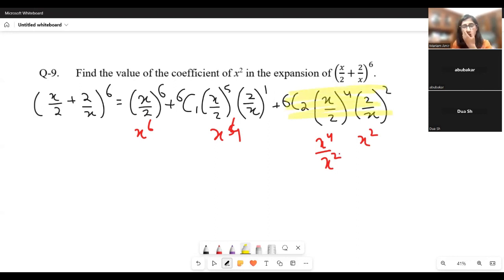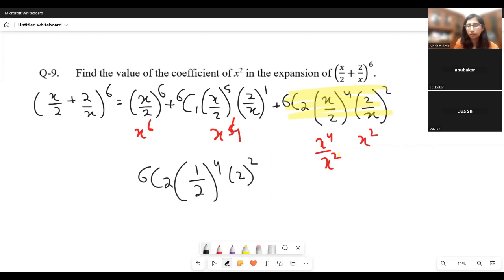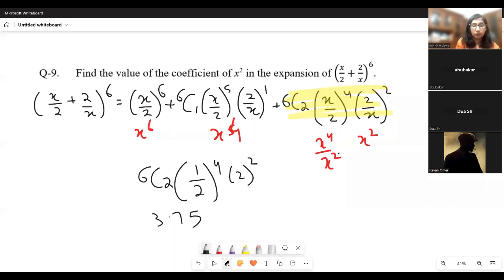So the coefficient of this would be our answer. Find the value of the coefficient of x squared. So it's going to be 6c2 times 1 over 2 power 4 times 2 power 2. So 6c2 divided by 2 power 4 times 4. That's giving me 15 by 4, 3.75. The answer to question 9 is 3.75.